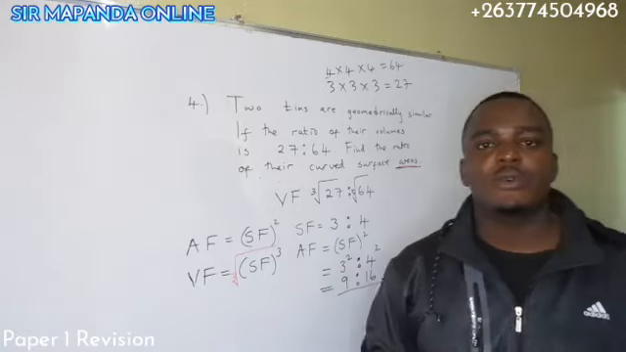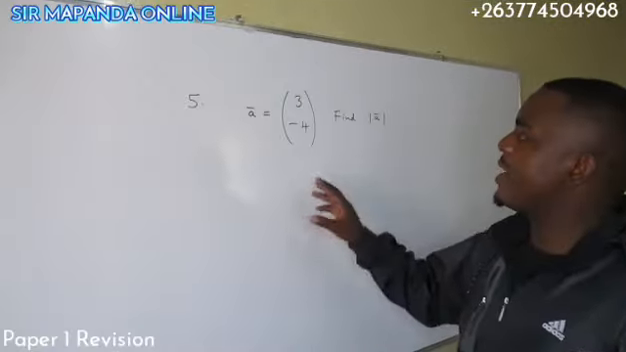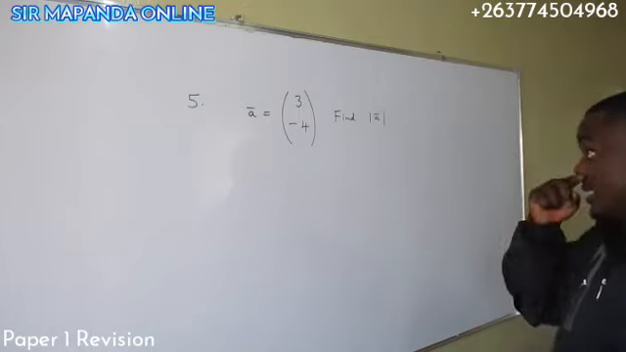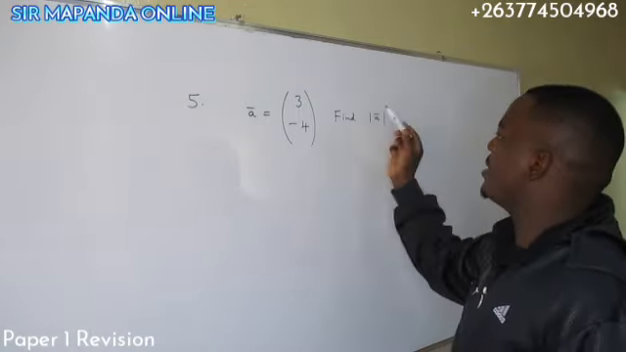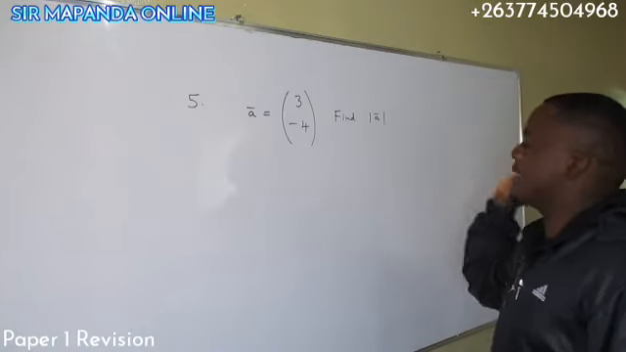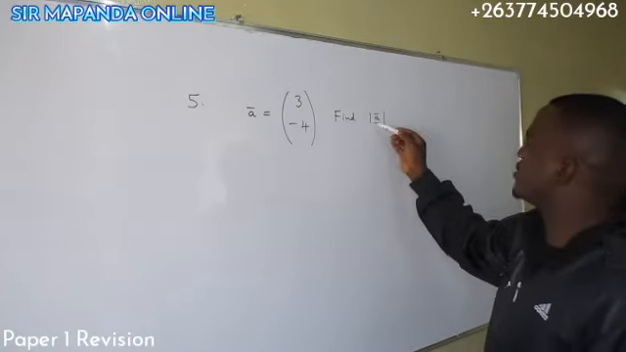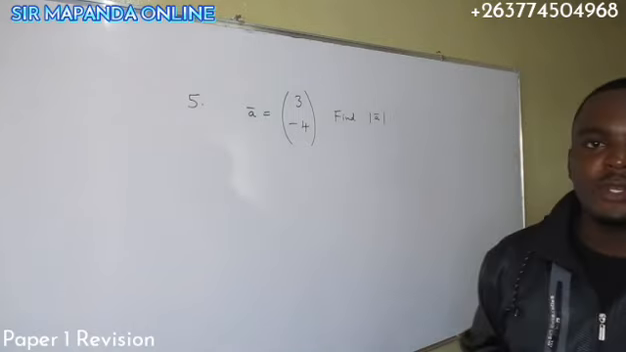Let us move on to question number 5. So question number 5 is in line with vectors. It reads, vector A is equal to column vector 3, minus 4. Find modulus of A. If you see these two lines, they denote modulus.